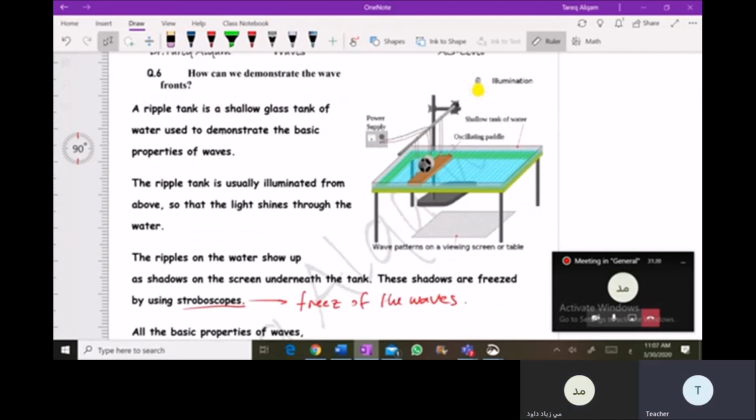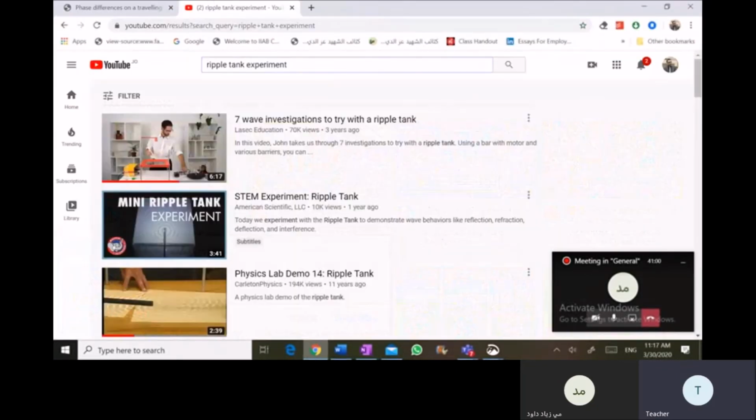Now we have something called a ripple tank. I think you took that in a lower level. Ripple tank, guys, is used to demonstrate the wave fronts, or the behavior of the waves also. Okay, let me show you this video.